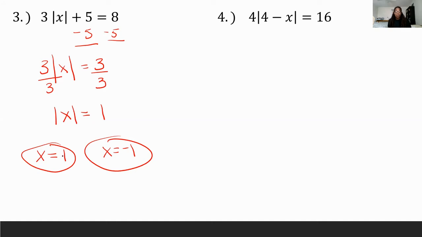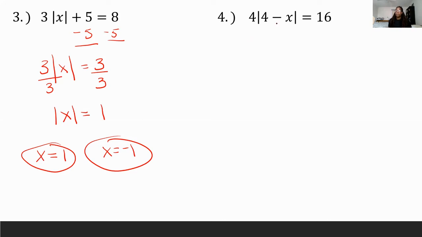If I substitute the 1 for the x, the absolute value of 1 is 1. 1 times 3 is 3. 3 plus 5 is 8. True statement. If I plug the negative 1 in for x, that means the absolute value of negative 1 is 1. Remember, it's always positive. 3 times 1 is 3. 3 plus 5 is 8. And is that a true statement? Yes, it is. Okay? So that's why we have our 2 solutions.